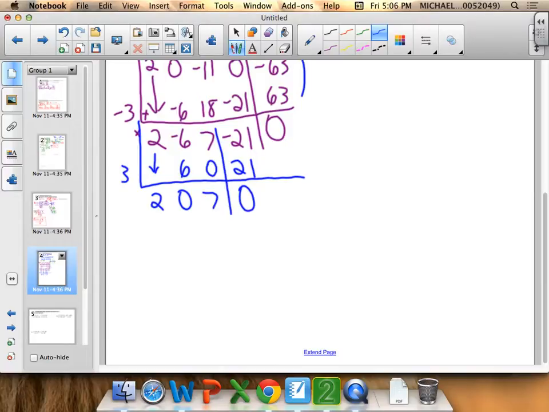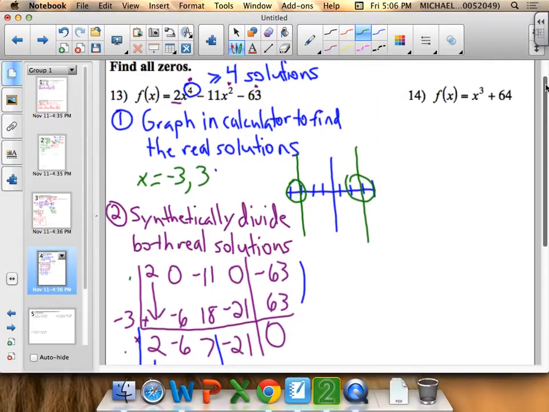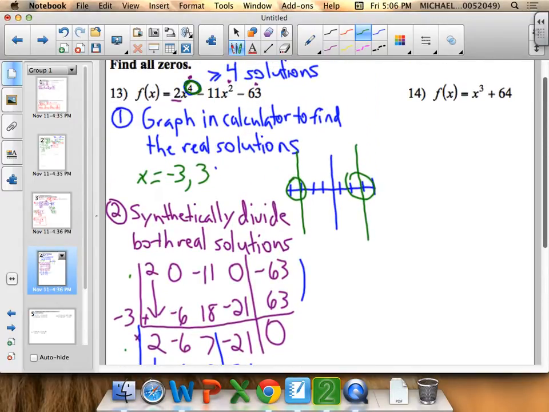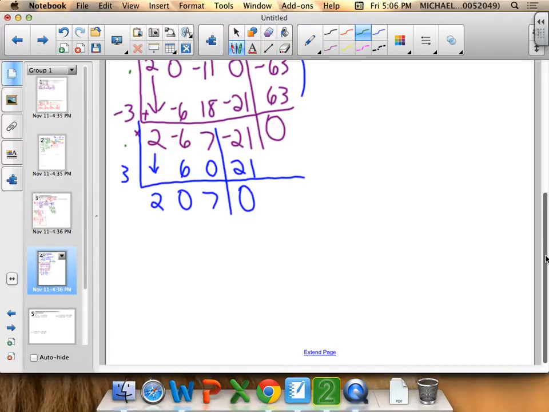Alright, now I have to determine my new quadratic function. It's no longer a fourth power, it is going to be the greatest power of 2 because I synthetically divided 2 times. Each time I synthetically divide, I lose a power. It started at the power of 4, now it's going to be the power of 2. So it's going to be 2x squared plus 0x plus 7. Pluses because they're positive. So I'm going to rewrite it nice: 2x squared, don't have to write 0x because it's 0, so it's just plus 7 equals 0.